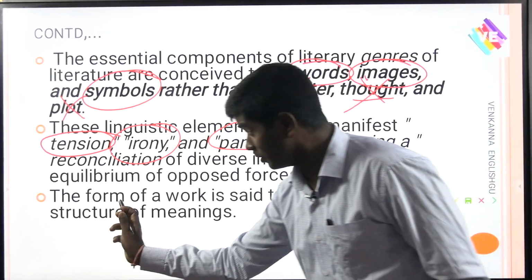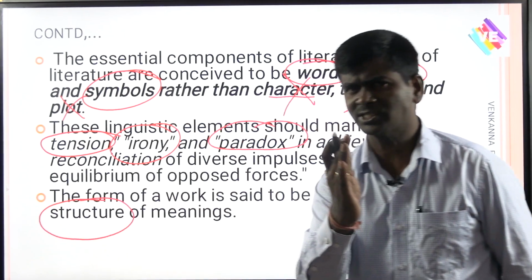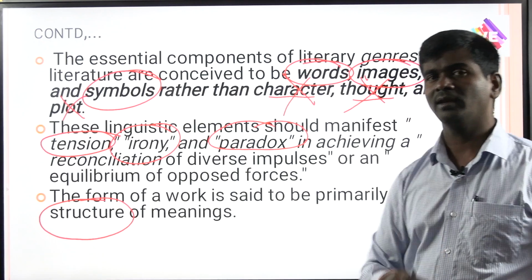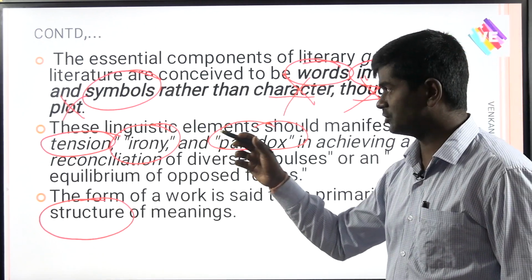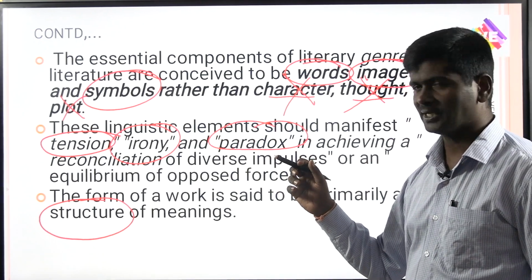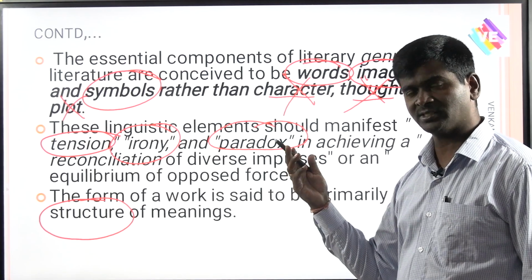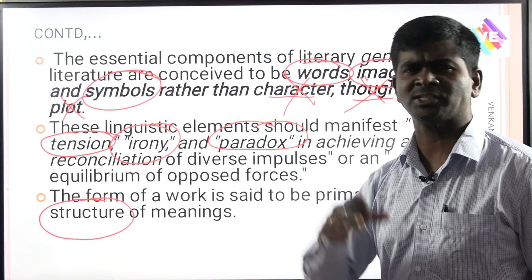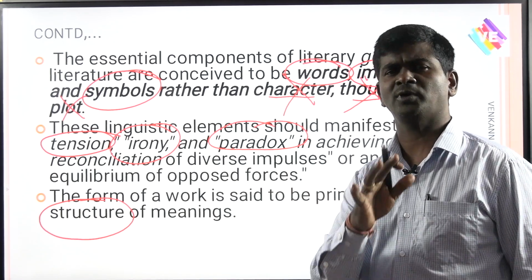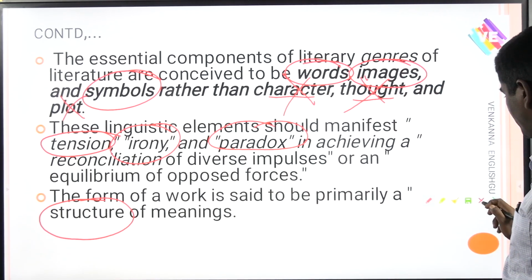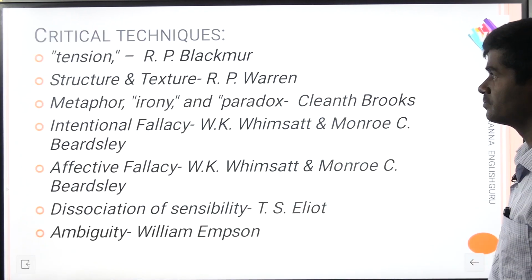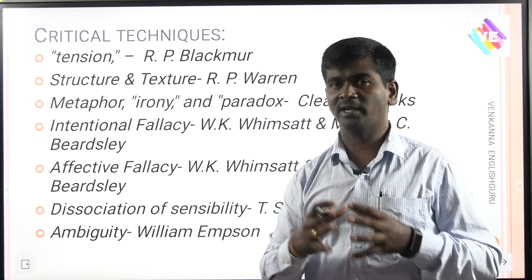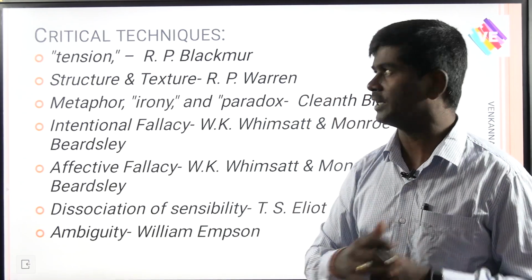And they give importance to the structure. What is the structure of the novel, the structure of the poem, the structure of a drama? These are relevant. Tension, irony, paradox, structure, tone, images, symbols, words, and phrases are all internal aspects. These are given much importance according to the new critics, John Crowe Ransom. And what are the important internal techniques that were actually coined by these new critics?